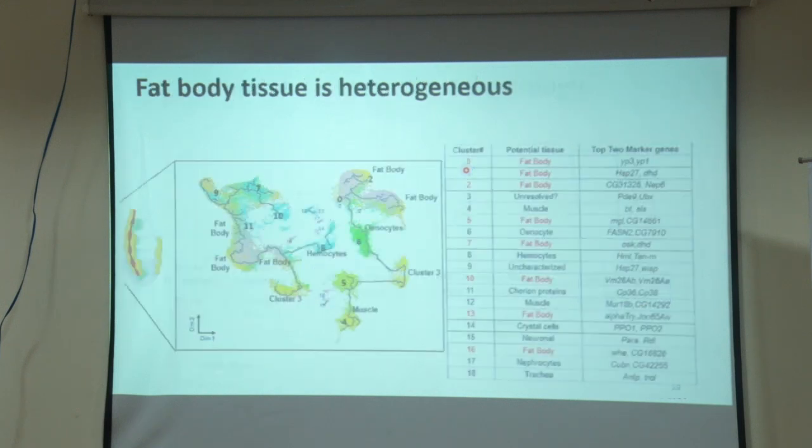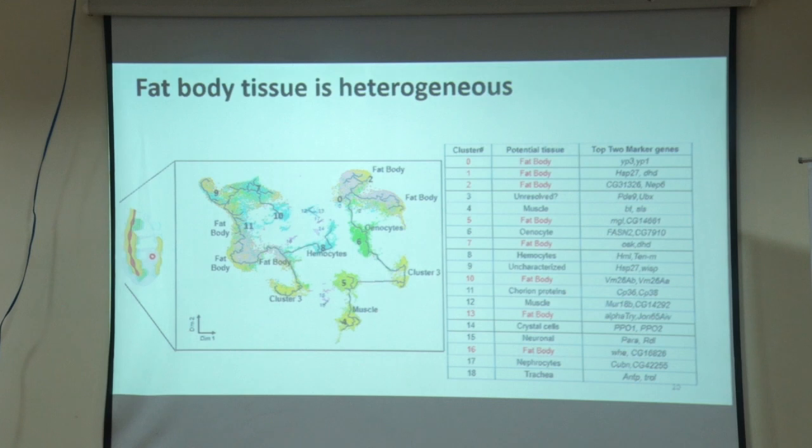Now coming to the results. Here it's a 2D projection of multi-scale data. Each dot is a single cell. Its proximity to the other cells is dictated by the overlap in their gene expression. The greater the overlap, the greater the proximity of these two cells. So we were able to identify the fat body subpopulations within our data set.